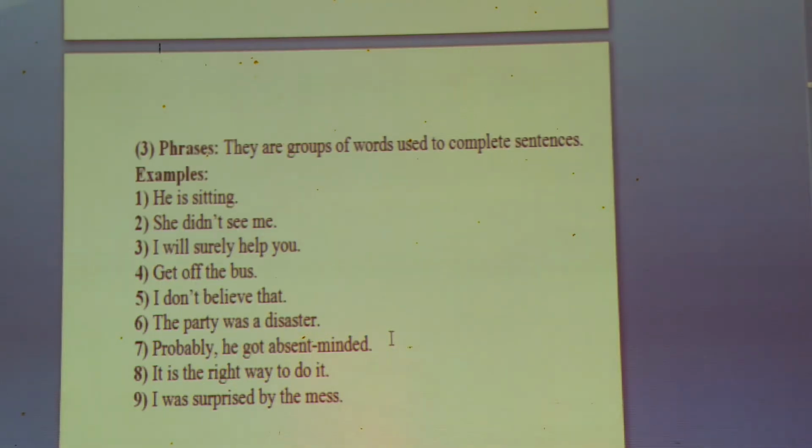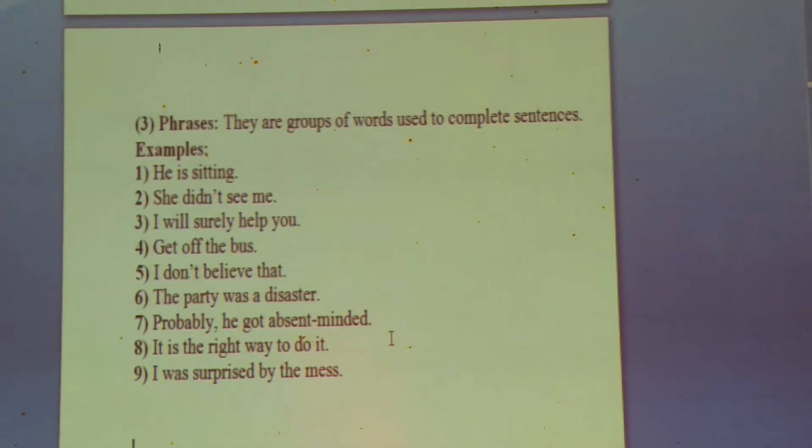Regarding phrases, they are used to complete sentences and form also complex sentences sometimes. He is sitting. She didn't see me. I will surely help you. Get off the bus. I don't believe that. The party was a disaster. Probably he got absent-minded. It is the right way to do it. I was surprised by the mess.